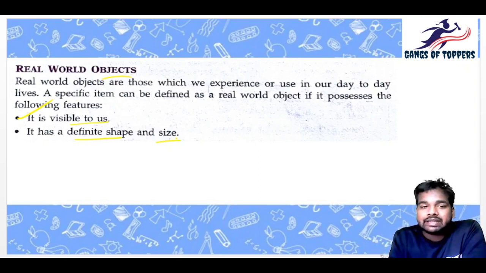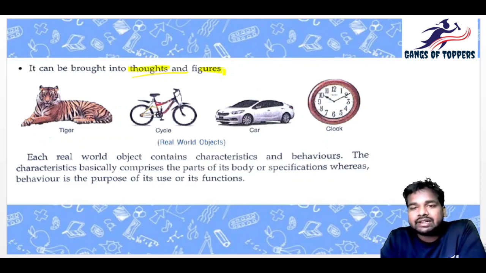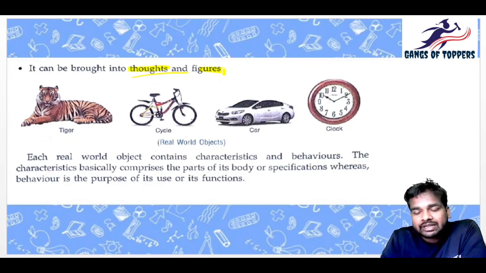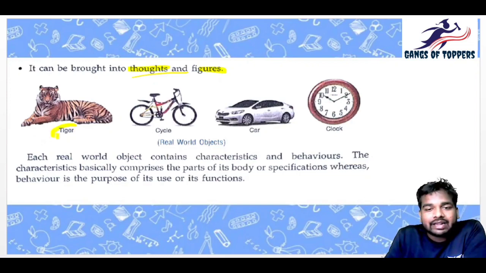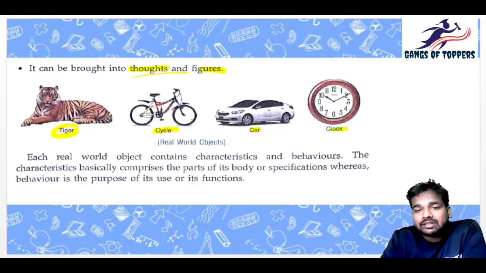The last one is that it can be brought into our thoughts and minds, meaning we can imagine the object. It can be brought into thoughts and figure. Up to here we studied what is object and how we can say what real objects are. Look here, this tiger is an example of an object, cycle is an example of an object, and the car and the clocks. We have studied that real world objects are what we experience or use in our day-to-day life.